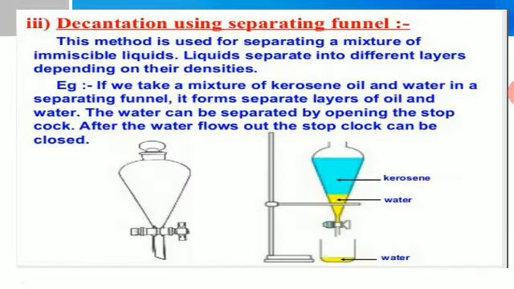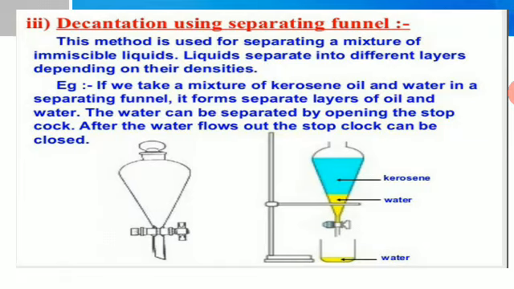The second one is decantation using a separating funnel. This method is used for separating a mixture of immiscible liquids. Immiscible liquids are those liquids which cannot be mixed up. Liquids separate into two different layers depending upon their densities. If we take a mixture of kerosene oil and water in a separating funnel, it forms separate layers of oil and water. The water can be separated by opening the stopcock. After the water flows out, the stopcock can be closed. In this way, the two immiscible liquids can be separated out.